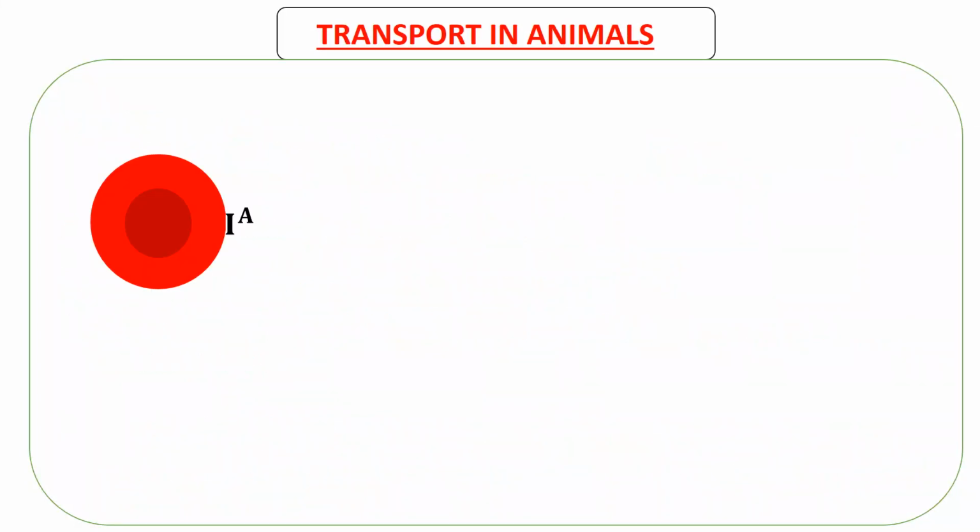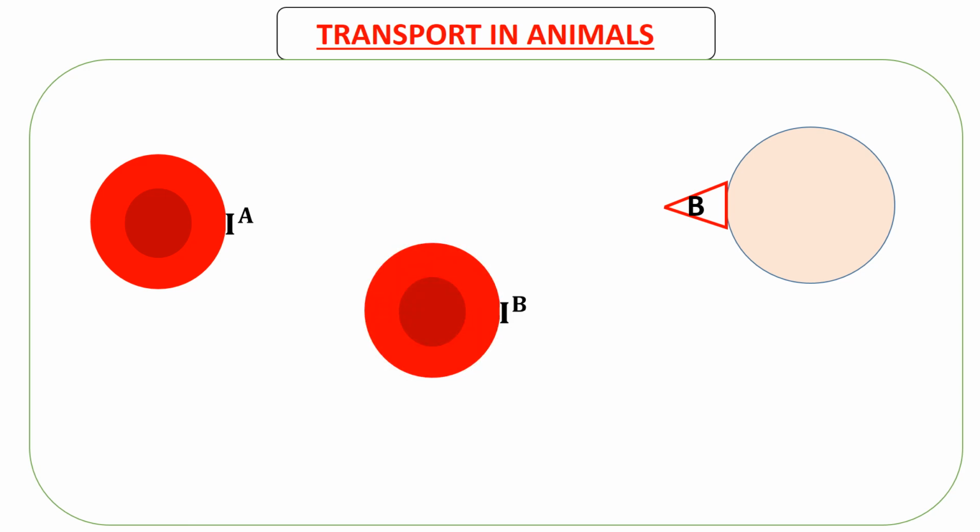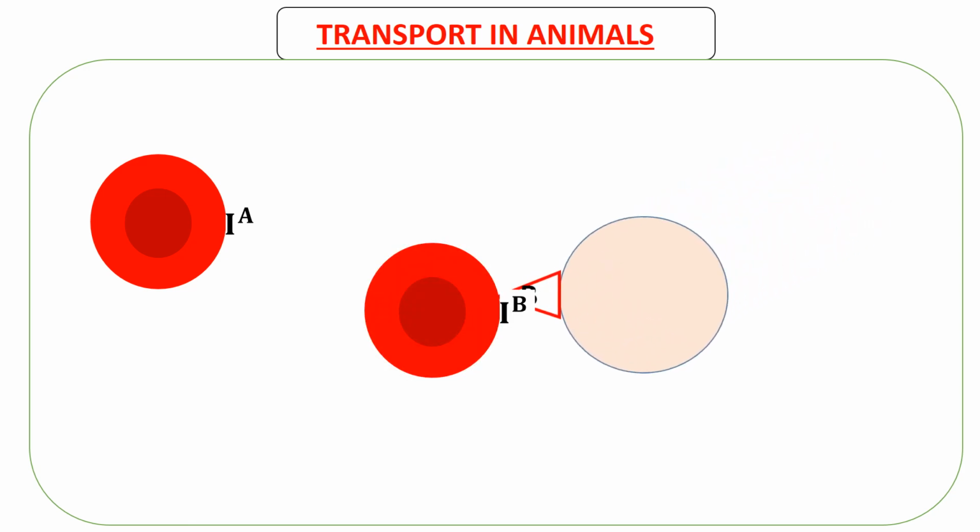So I'm going to start with an individual with blood group A. So this individual with blood group A is going to have lymphocytes that secrete antibodies B. So in case there is any foreign antigen B, it is going to be attacked by antibody B. That's how it works.